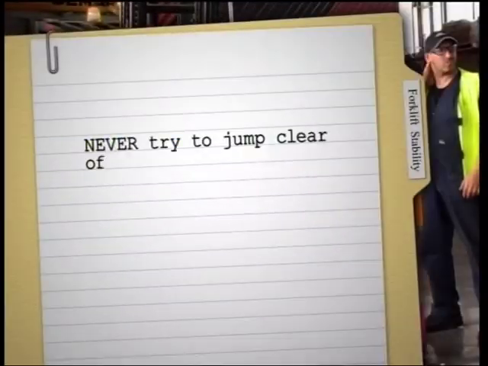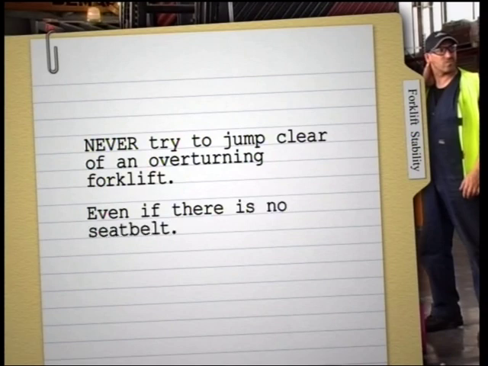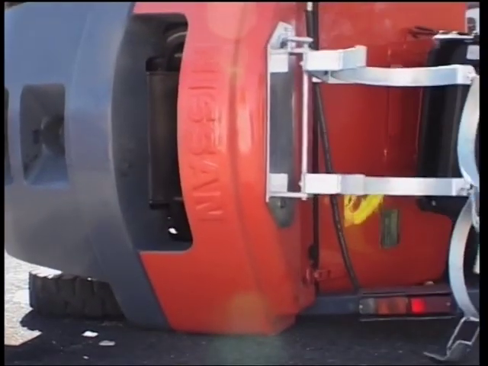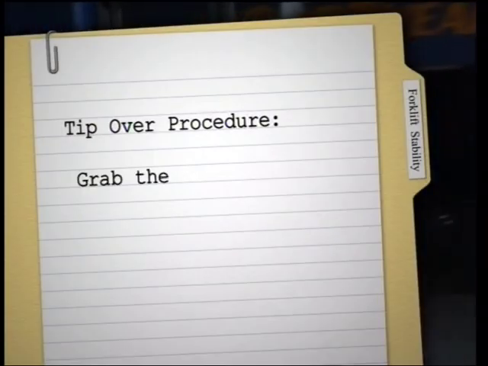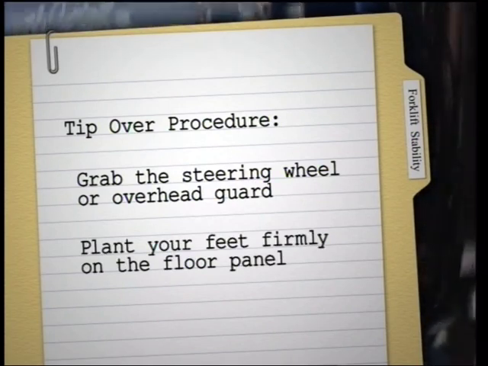Never try to jump clear or throw yourself out of an overturning forklift, even if there's no seatbelt provided. If you do, the overhead guard can crush you against the floor. Always stay inside the confines of the truck. Brace yourself by grabbing the steering wheel and planting your feet firmly on the floor panel. Lean away from the direction the forklift is tipping.